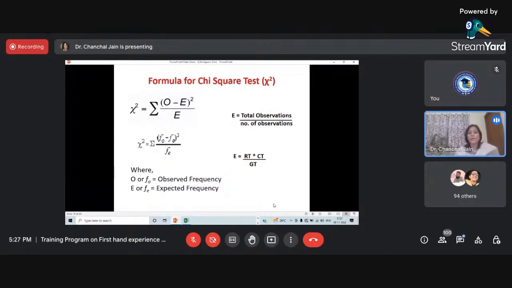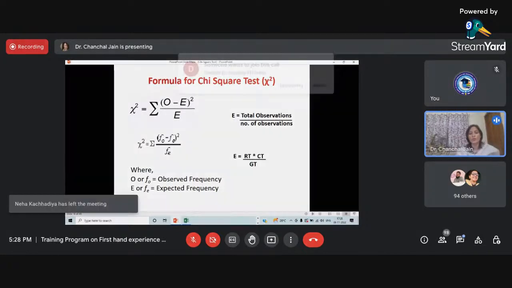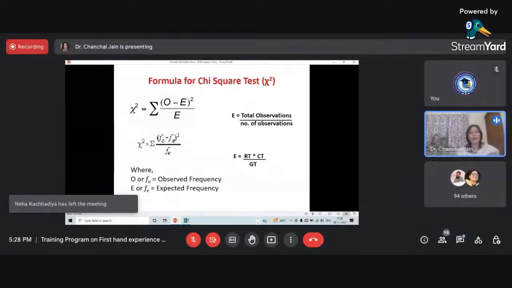I think we have all studied chi-square manually. This is the formula I am showing you. We represent chi-square with this Greek symbol. The formula is the summation of O minus E squared divided by E, or we can also write FO minus FE squared divided by FE. The sum of all these quantities is known as the chi-square statistic, where O or FO is the observed frequency and E or FE is the expected frequency.